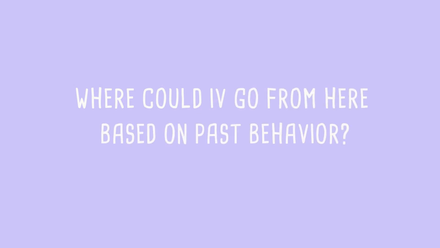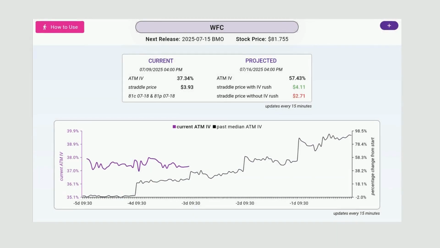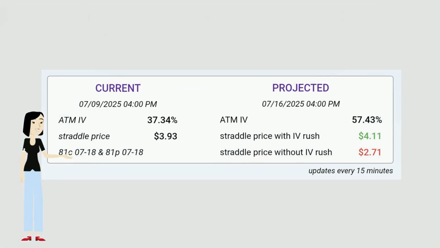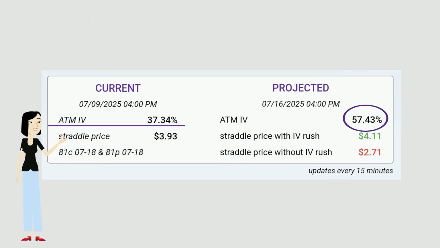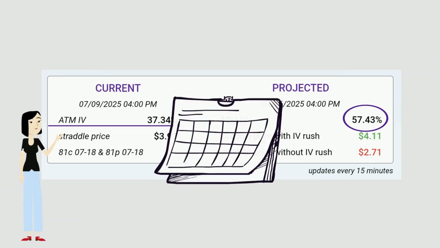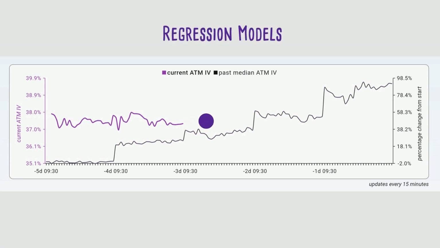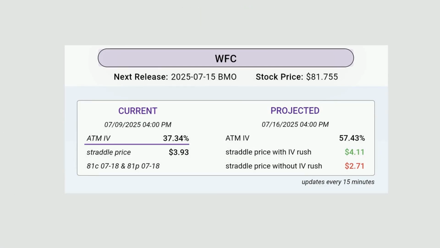You might be wondering, where could IV go from here based on past behavior? That's precisely what we illustrate in the projection box above. It shows the current at the money IV, but also projects how high it's likely to go by the final session before earnings, based on those historical IV cycles. We basically use regression models to project where the current IV of the straddle is likely headed. For WFC, the current IV of 37%, corresponding to this straddle here, is projected to rise to 57% by the close of the last trading day before the release, which is July 16th in this case.